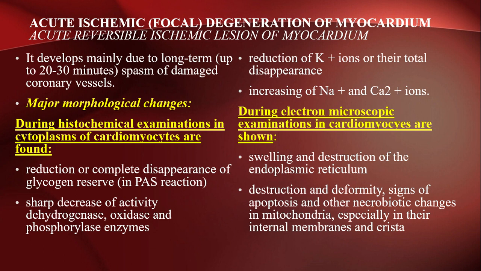Major morphological changes during histochemical examinations in the cytoplasm of cardiac muscle cells are found. Reduction or complete disappearance of glycogen reserve. Sharp decrease of activity of the dehydrogenase, oxidase, and phosphorylase enzymes. Reduction of potassium ions or their total disappearance. Increasing of sodium and calcium ions. During electron microscopic examinations in cardiac muscle cells are shown swelling and destruction of the endoplasmic reticulum, destruction and deformity, signs of apoptosis and other necrobiotic change in mitochondria, especially in their internal membranes and cristae.